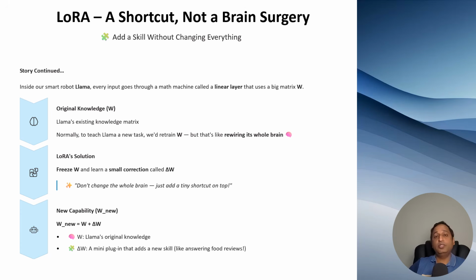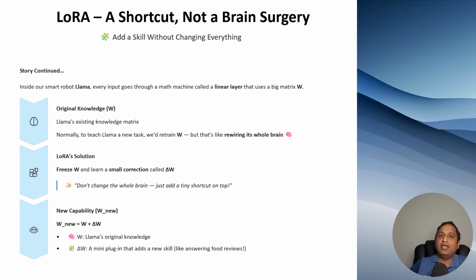Now let's zoom into how PEFT actually works and introduce a special technique called LoRA. Inside this LLM brain are layers of math called linear layers. These use big weight matrices named W to process input and make decisions. Normally when you fine tune a model, we update W, but W is huge, millions of numbers. So instead of doing that, LoRA says, let's freeze W and just add a small correction to it.